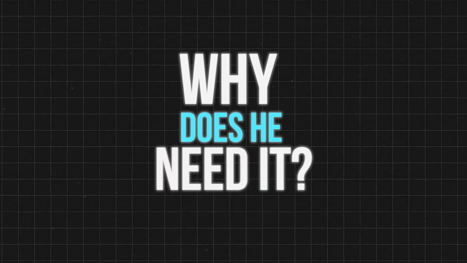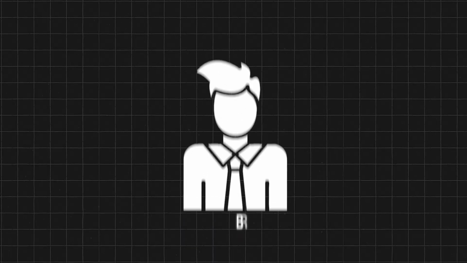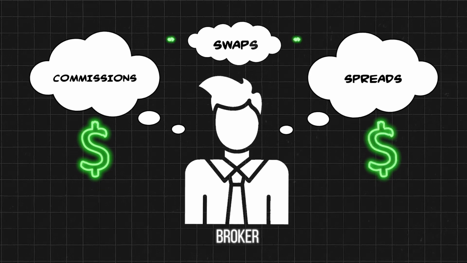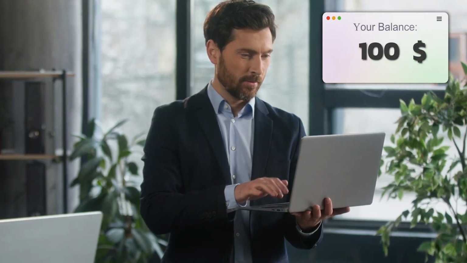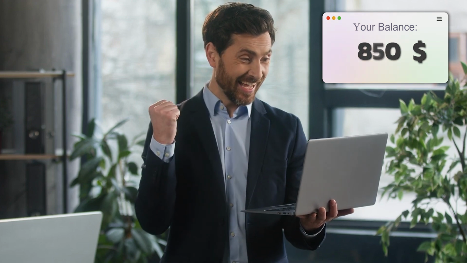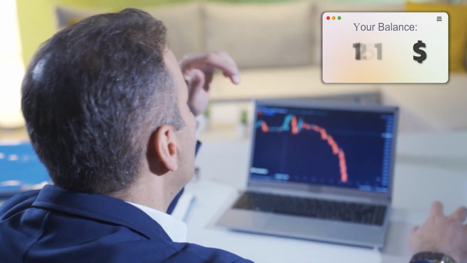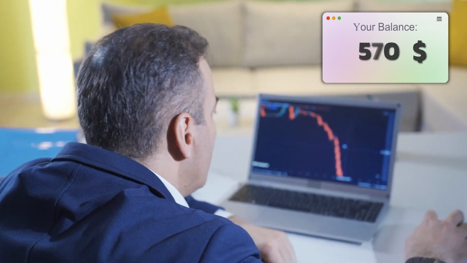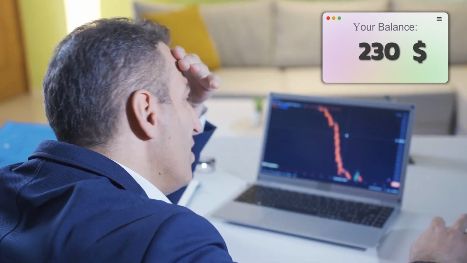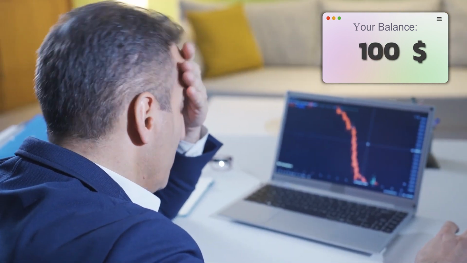Why does he need it? It's simple. The broker earns on commissions, spreads, and swaps, which means that the bigger the trade, the bigger his profit. At first glance, everything sounds cool. More money in a trade, more profit. But there is one thing. If you can increase your profit 10 times, it means that your losses also increase 10 times. This is where the main risk of margin trading is hidden, which beginners often forget about.